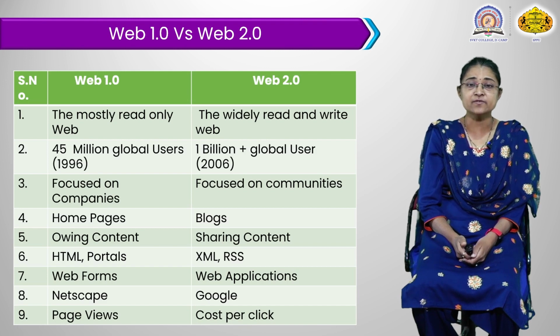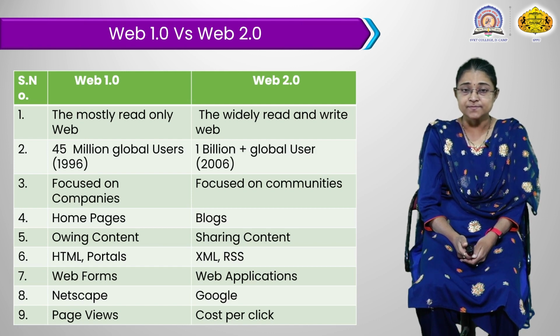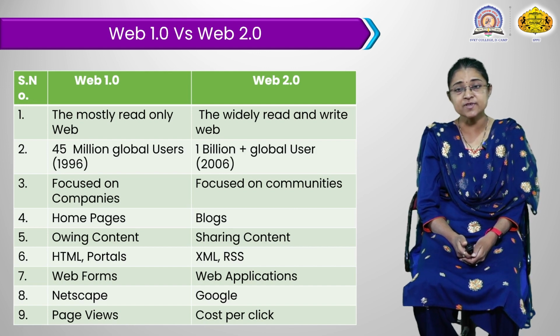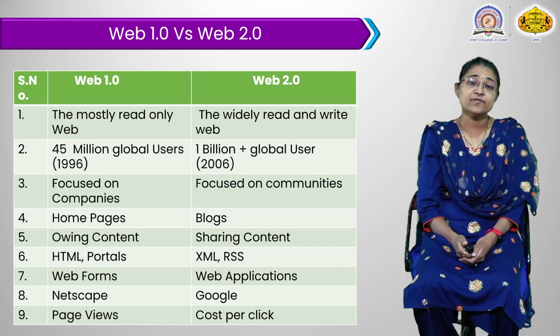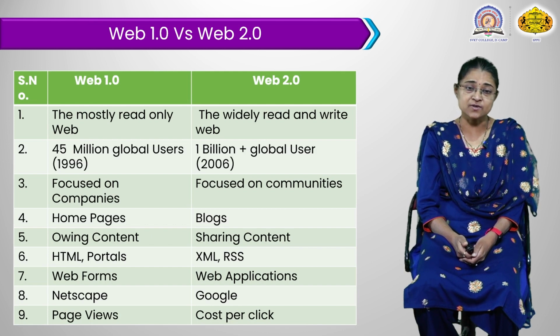Now comes the difference between Web 1.0 and Web 2.0. So, what is Web 1.0? This is mostly read-only web, whereas Web 2.0 is read and write web. 45 million global users were using Web 1.0 during 1996, whereas it was more than 1 billion plus global users during 2006. Web 1.0 focused on companies, Web 2.0 focused on communities. Web 1.0 was using home pages. In Web 2.0, people started writing blogs.